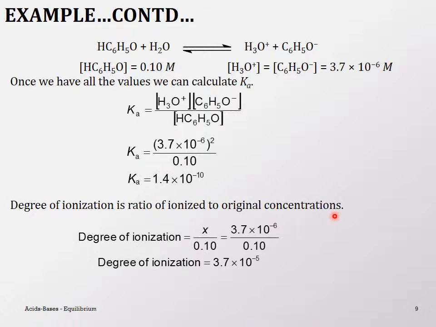So that's how you would set up the calculation. Again, they're fairly easy to do in the sense that either you're calculating for the pH or you're calculating for the Ka. Finally, the percent ionization, that's this.